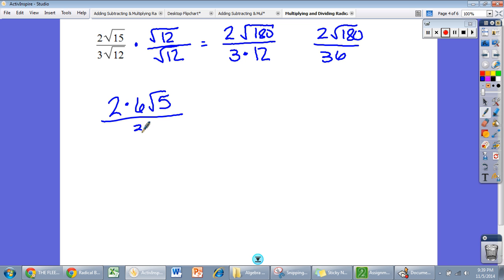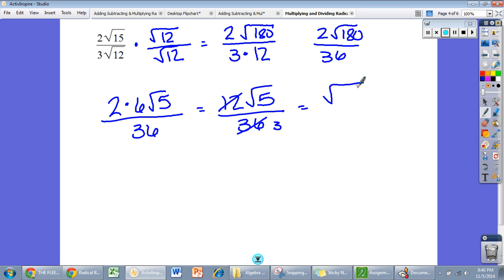All over 36. So now 2 times 6 is 12 square root of 5 all over 36. But wait, we're not done. Let's take a look at how we can simplify 12 and 36. Well, I know that 12 times 3 is 36, so we can say 12 divided by 12 is 1, 36 divided by 12 is 3, and so therefore our final answer is the square root of 5 divided by 3.